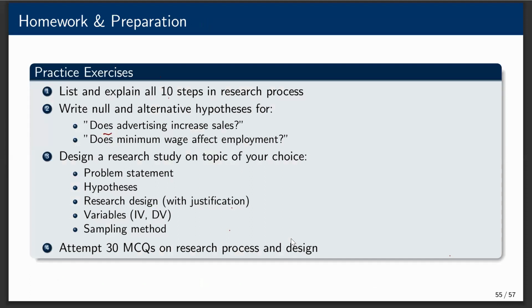List and explain all the 10 steps in the research process. Write null and alternate hypothesis for: does advertising increase sales? Does minimum wage affect employment? Design a research study on a topic of your choice: problem statement, hypothesis and research design with justification, variables, independent variable and dependent variable, sampling methods. Attempt 30 MCQs on research process and design. Already you have done 18, so 12 more.